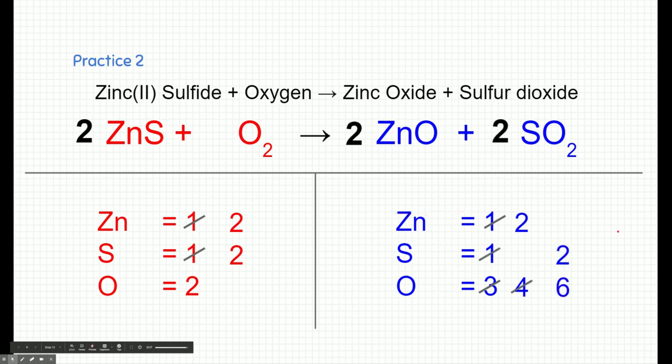That changes the number of sulfurs, but it also changes the number of oxygens. We have 2 times 2 oxygens, 4 right here, but don't forget we also have 2 oxygens here, so we have 6 total oxygens. All right, we've finally gotten back to the oxygens, and 6 is a number that 2 can go into. If we multiply our O2 by 3, we're going to get 6 oxygens on the reactant side.